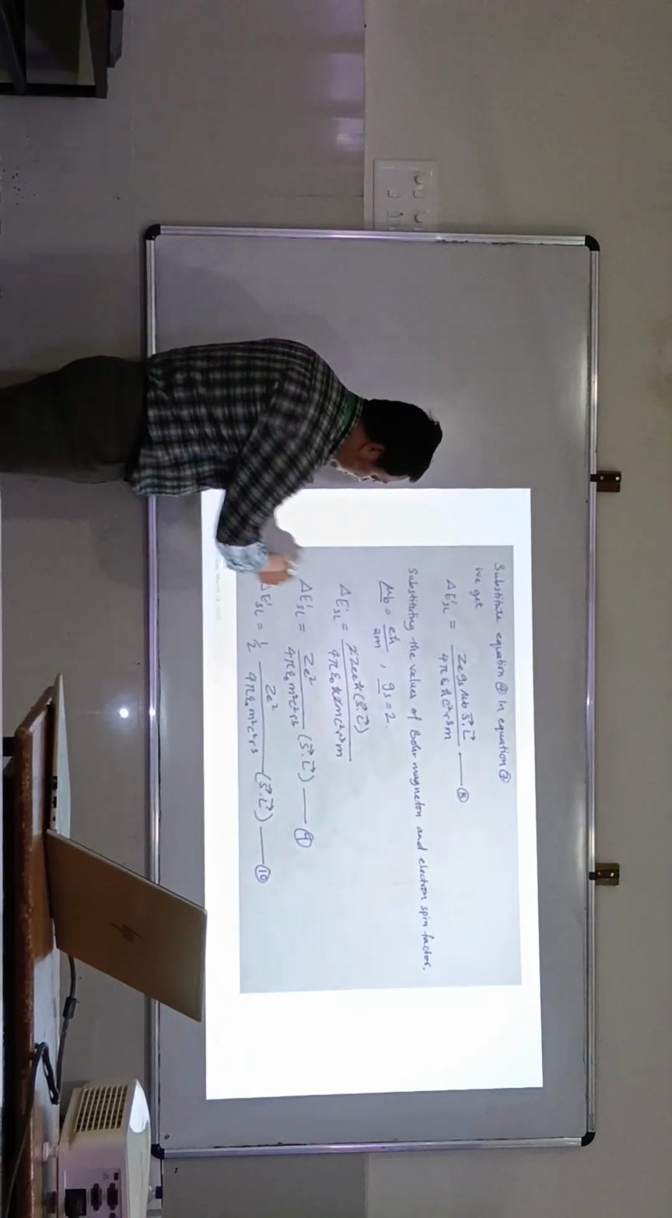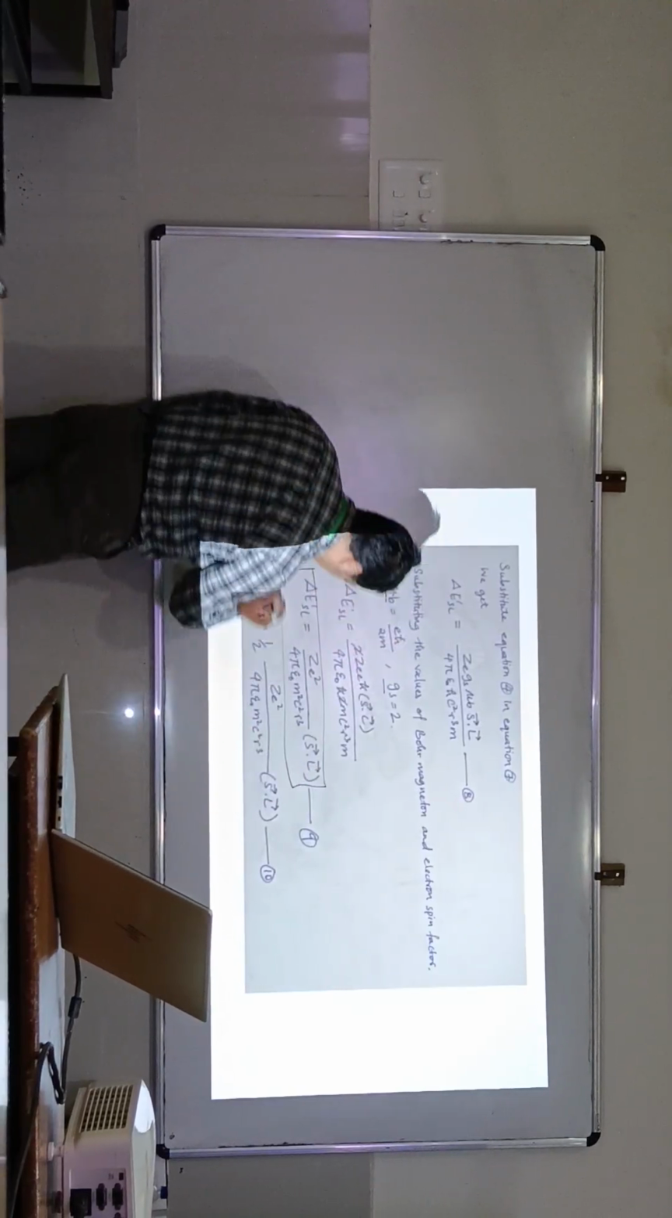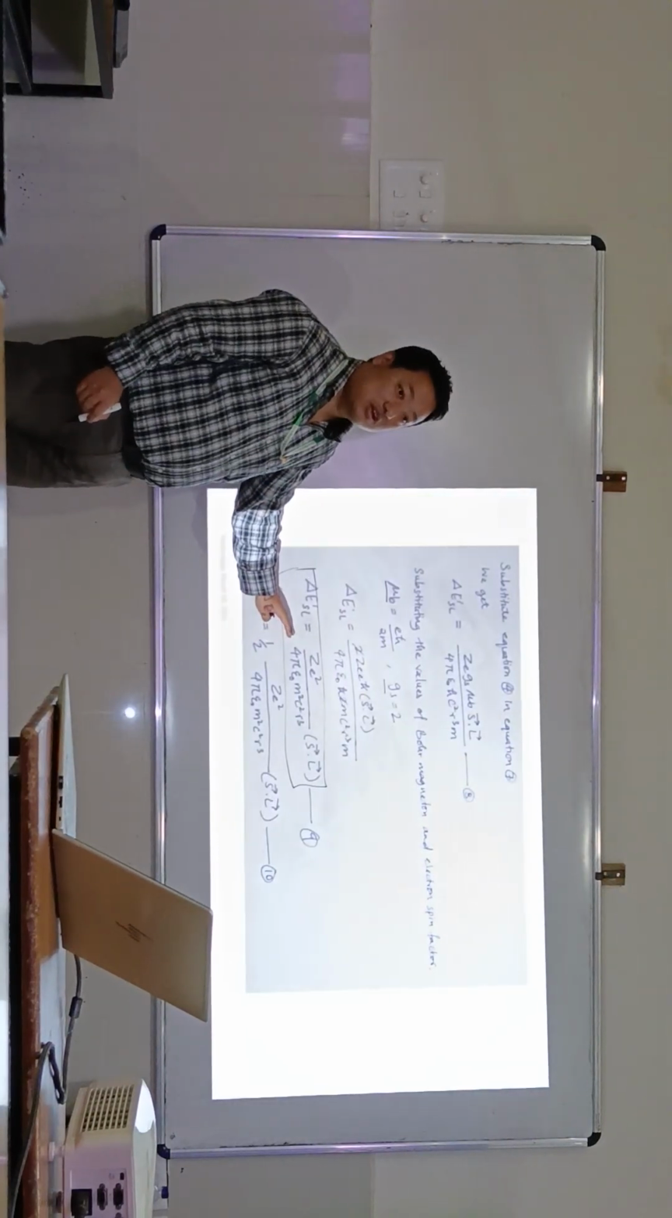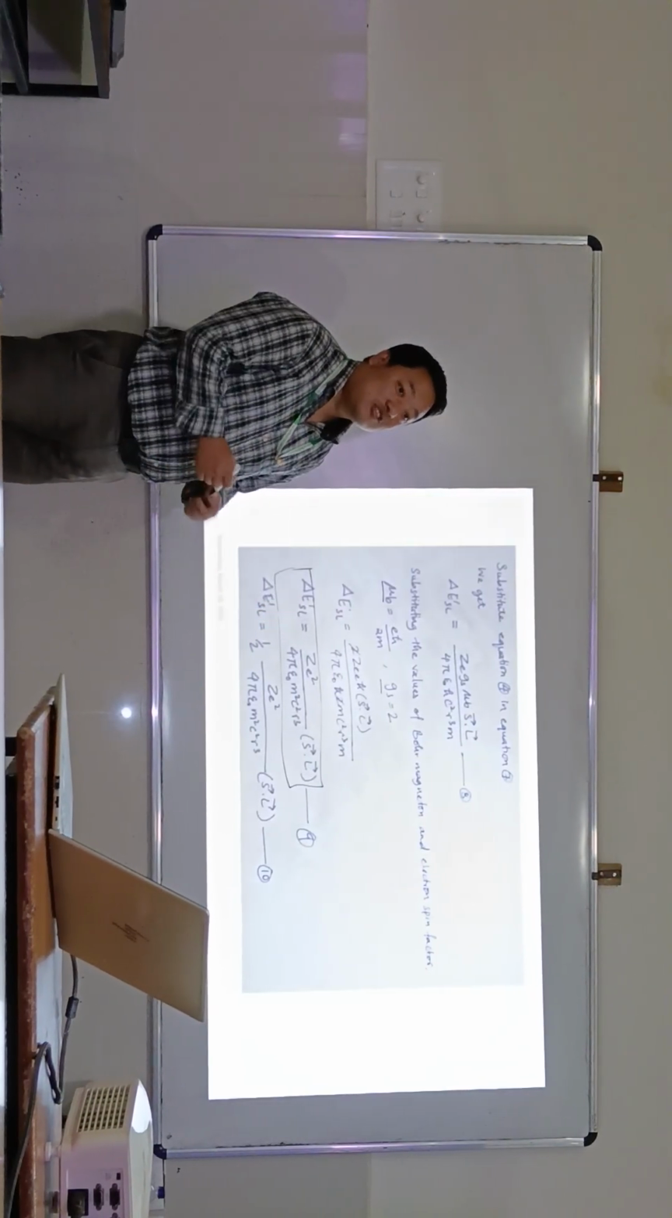Now if you see this, this is the ultimate general equation. This equation 9 is the ultimate general equation to calculate the spin orbital energy.